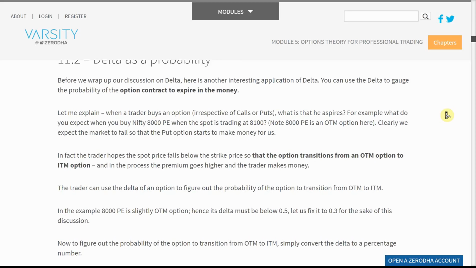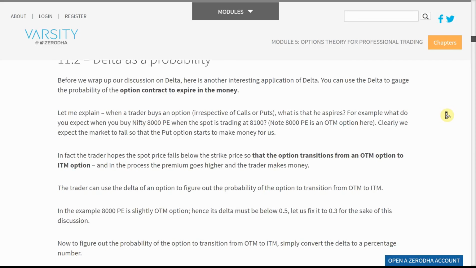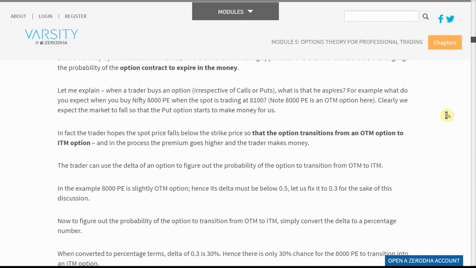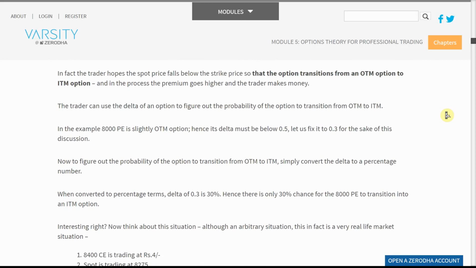8400 CE is trading at 4 rupees. Spot is trading at 8,275. There are 2 days left for expiry. Would you buy this option? Well, a typical trader would think that this is a low-cost trade. After all, the premium is just 4 rupees, hence there is nothing much to lose. In fact, the trader could even convince himself, thinking that if the trade works in his favor, he stands a chance to make a huge profit.